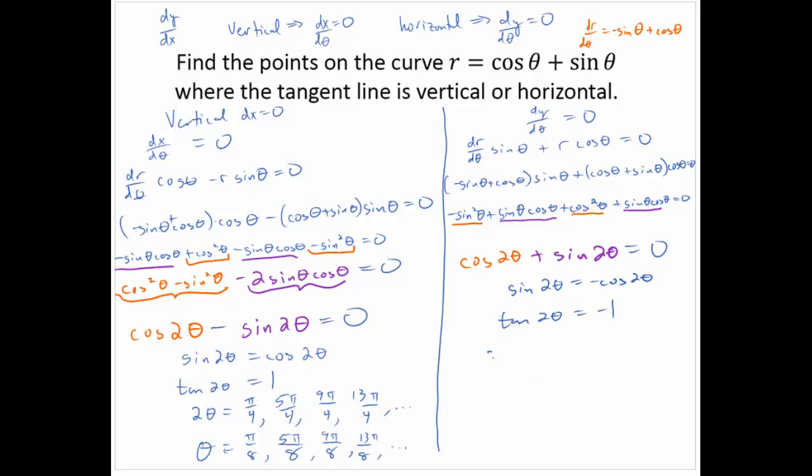And so where is the tangent negative 1? That's in quadrants 2 and 4, so 2 theta would be 3 pi over 4, 7 pi over 4, 11 pi over 4, 15 pi over 4, etc. Dividing through by 2, theta is 3 pi over 8, 7 pi over 8, 11 pi over 8, 15 pi over 8, etc.